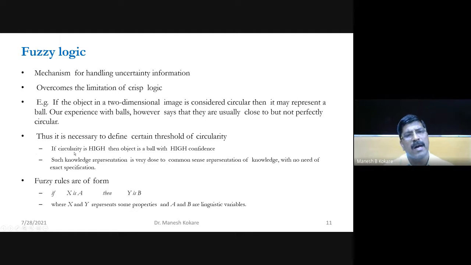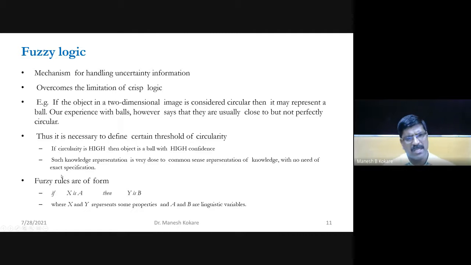So if circularity is high, then the object is a ball with high confidence, right? If circularity is low, then the object is a ball but with low confidence, and so on. Such knowledge representation is very close to the common sense representation of knowledge of human beings, with no need of exact specification.